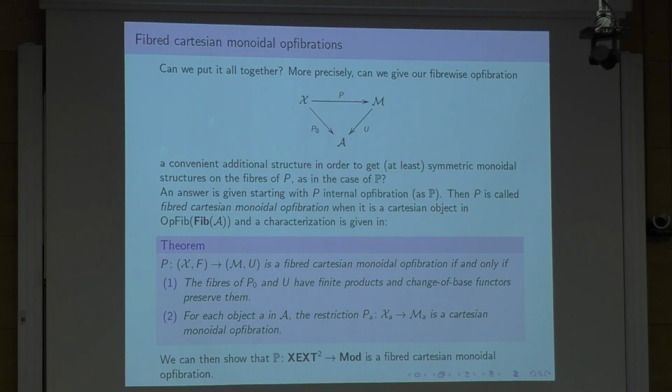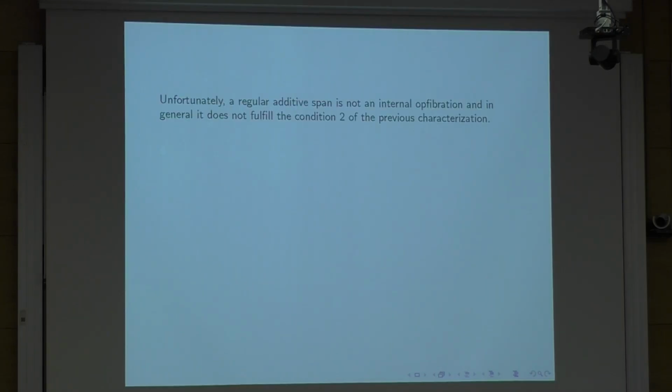And then we can show that our P, the one we consider related to the process extensions of groups, is a fibred Cartesian monoidal opfibration. But unfortunately, since we want to make a connection with regular additive spans, these are not internal opfibrations, and so we cannot use the previous result. In general, they do not fulfill condition 2. So the restrictions are not usually Cartesian monoidal opfibrations.